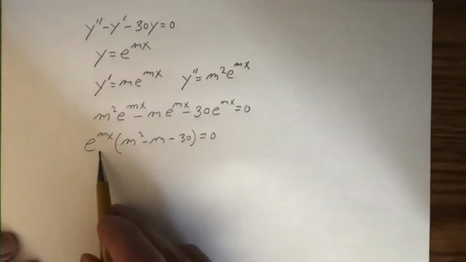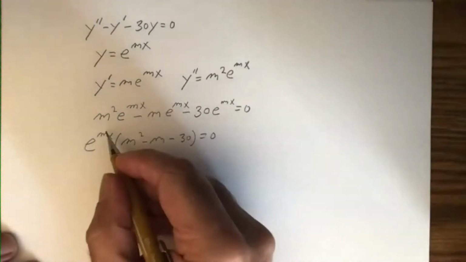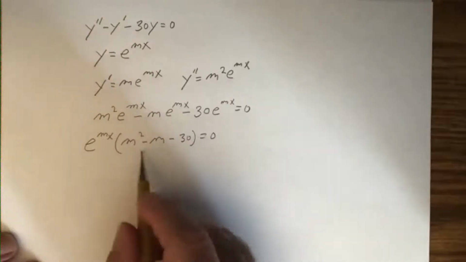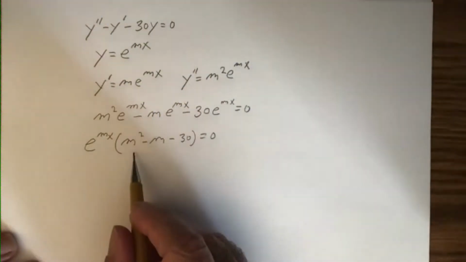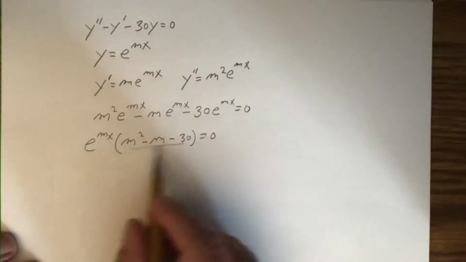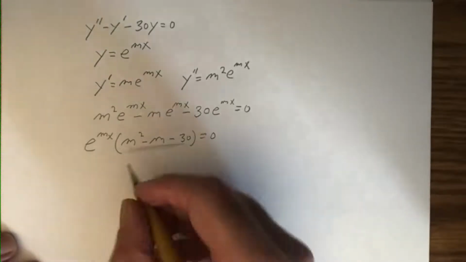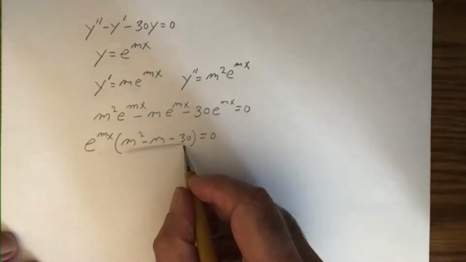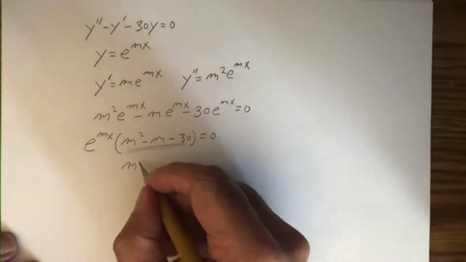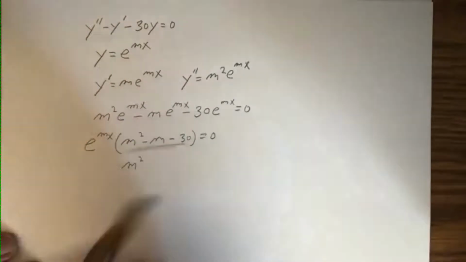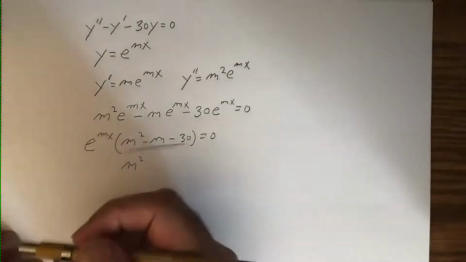Right, and this is not going to be equal to 0. So therefore, in order for me to satisfy this differential equation, this has to be equal to 0. This can't be 0, so this has to be 0. And I can factor this. Right, I can factor this into what? Into m, then m squared.